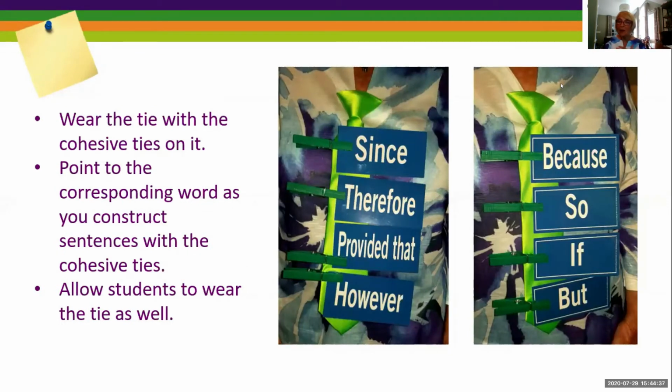Also, the cohesive tie with the cohesion words on it. You know, but, and the synonym for but being since, so that children can go from just using but, if we can get them to use but, to also using since.